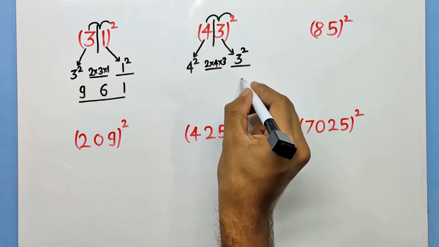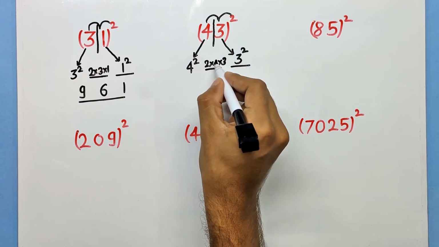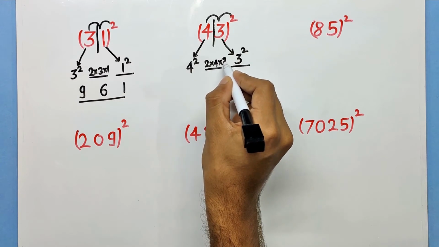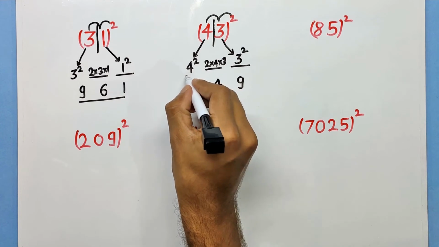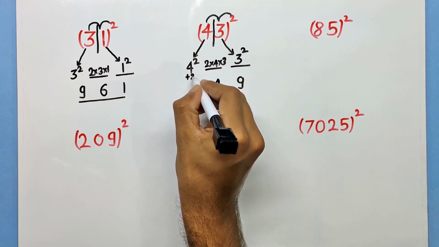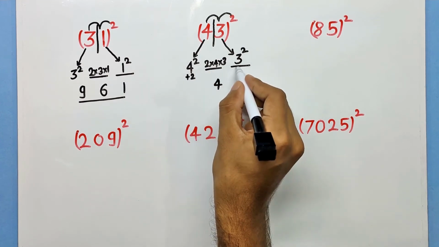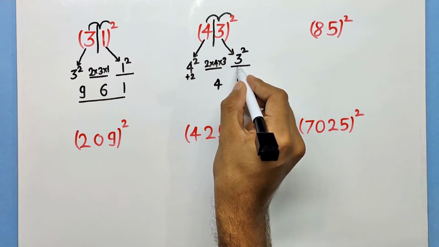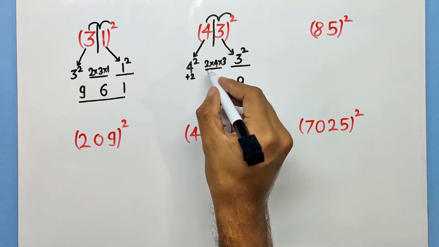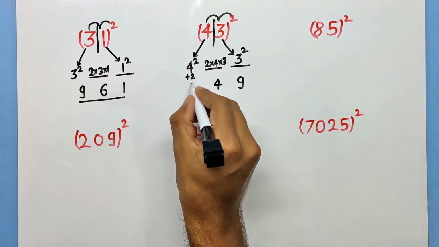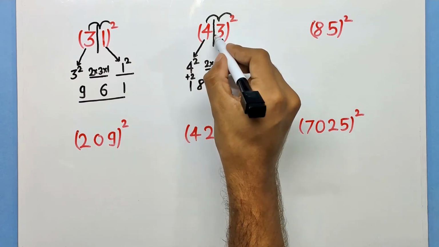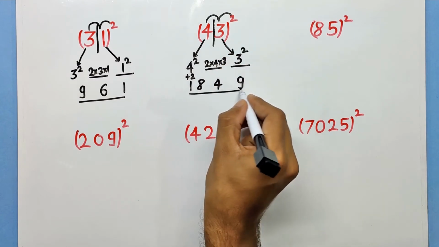So 3 square is 9. 2 times 4, that will be 8, times 3, that will be 24. So we'll only write 4 here and we'll carry 2. Now note that here and here we are only allowed to write one digit. The other digits will be carried forward. So 4 square is 16. 16 plus 2, that will be 18. So answer to 43 square is 1849.